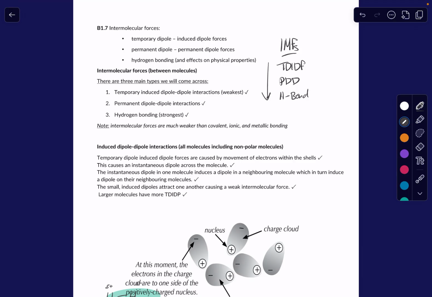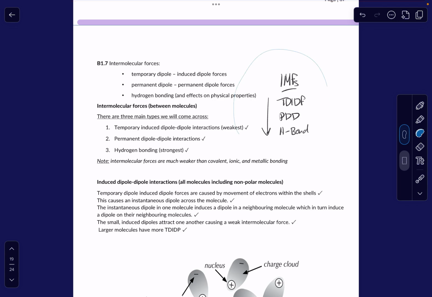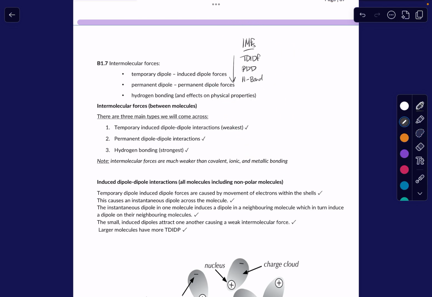Right, let's go through some of the differences between intermolecular forces and bonds. This is one of the biggest misconceptions that I get from a lot of students almost every year, so I want to kind of break this down a little bit more.